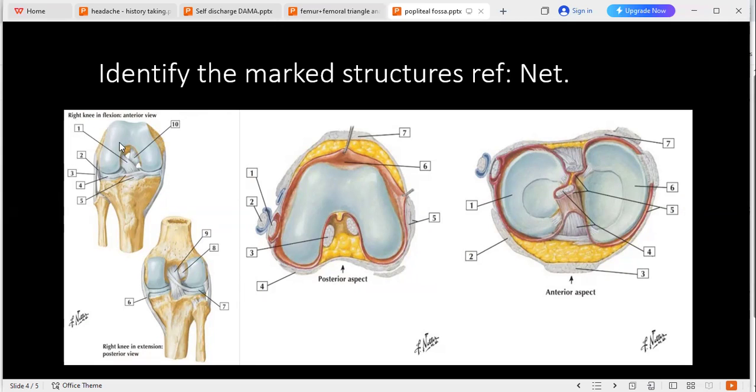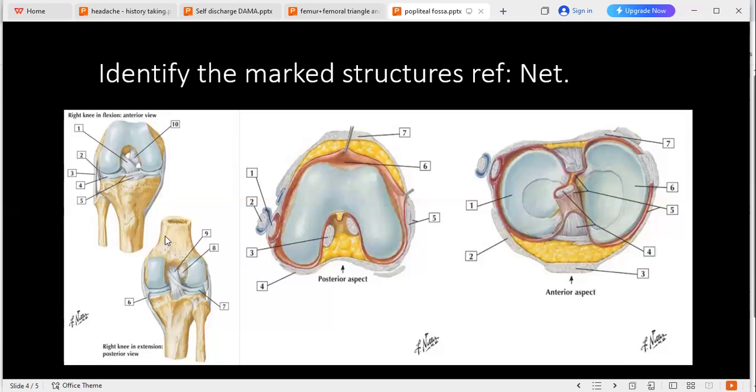Okay, please tell me if you can identify the structures from 1 to 10. What is 1? One is anterior cruciate ligament. 10 is posterior cruciate ligament. 3 is lateral meniscus. Lateral collateral ligament. And 4 and 3. Which one is the meniscus? Maybe 4. Okay, if you can quickly identify medial meniscus and lateral meniscus.